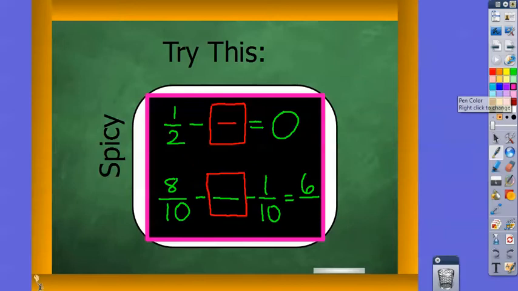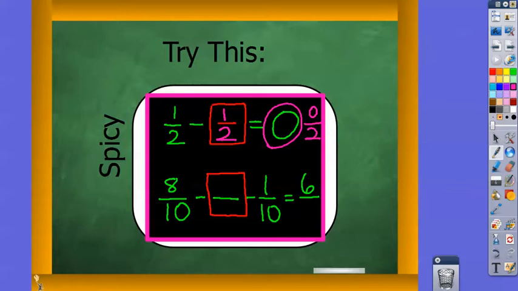Let's try a couple more. These ones are called spicy, or they're just a little bit harder. 1/2 minus what is equal to 0? How am I going to solve that? Well, I don't have anything on the denominator on my answer, but I know that in order to subtract, what we've been working with is that we have like denominators. So what could I subtract from this to get 0? Well, 1 minus 1 would give me 0, and that would give me 0 over 2, which is also like saying 0 divided by 2, and 0 divided by 2 is 0. So 1/2 minus 1/2 is equal to 0, and that kind of makes sense.